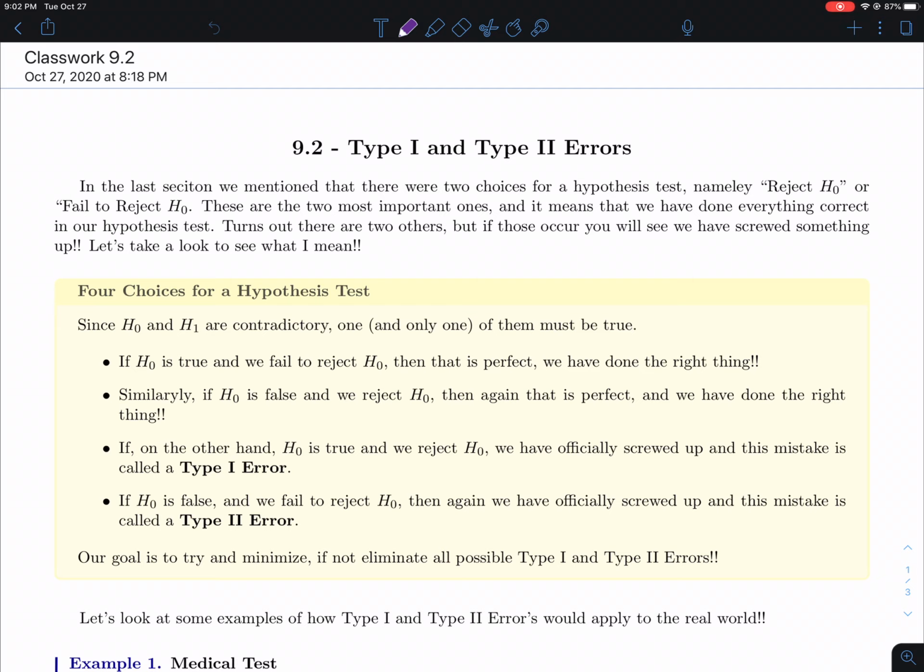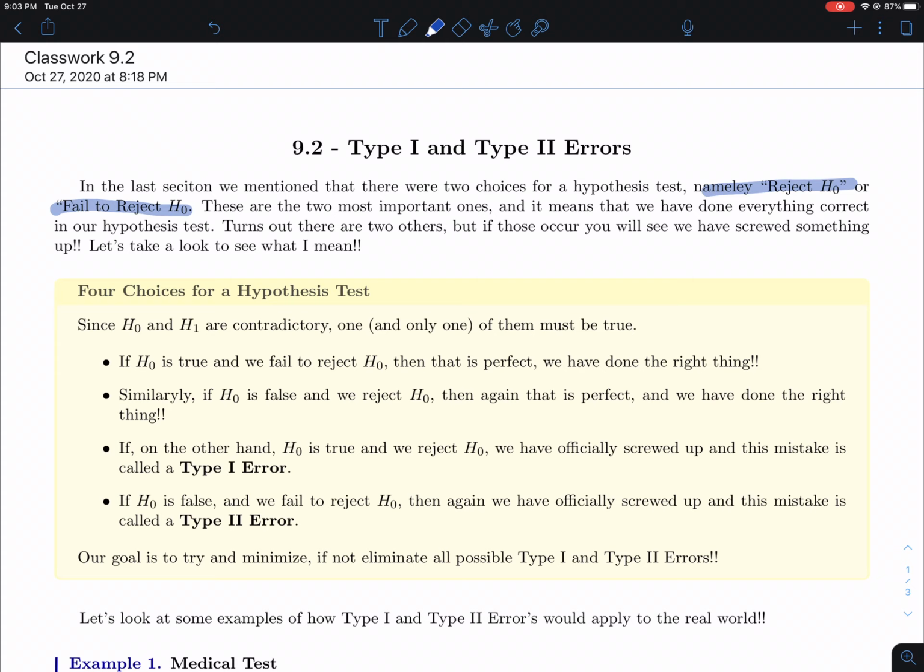All right, so just like I had mentioned before in the last section, there were basically two ways that you could test a hypothesis or finish a hypothesis. We could either reject H naught, which means our H1 is true, or we could fail to reject H naught, which means there isn't sufficient evidence to prove that H1 is true. Those are the ones that are most likely to occur, but it turns out there really are four possible choices for a hypothesis test. And if we end up in the other two, then that means we've screwed the actual survey up or we've screwed it up somehow on our own.